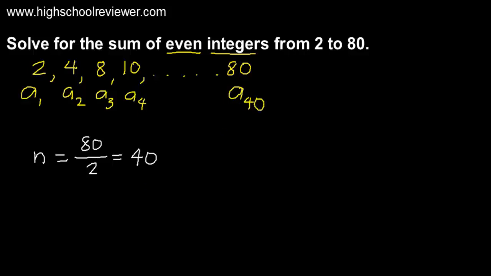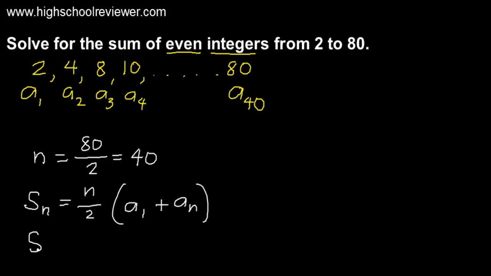Let us now find the total sum of all the terms. The formula for the total sum is S sub n equals n divided by 2, multiplied by a sub 1 plus a sub n.